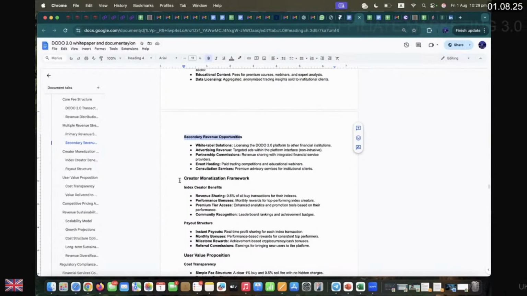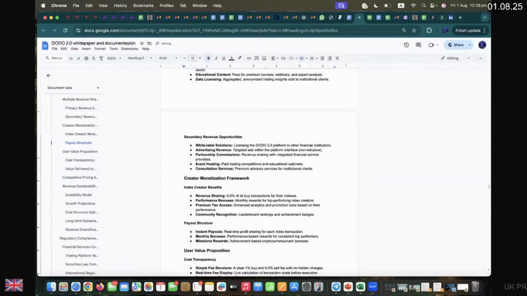Then, creator monetization framework. This is how creators will be monetized. Revenue sharing of 0.5%, performance bonuses, premium tier access once they achieve levels, then community recognition, the rankings and achievement badges. Then payout structure, it will be instant and then it can be monthly. There will be milestone rewards and referral commissions based on the referrals you make. So I'll remove this because you guys own the exclusivity in getting the referral rewards.